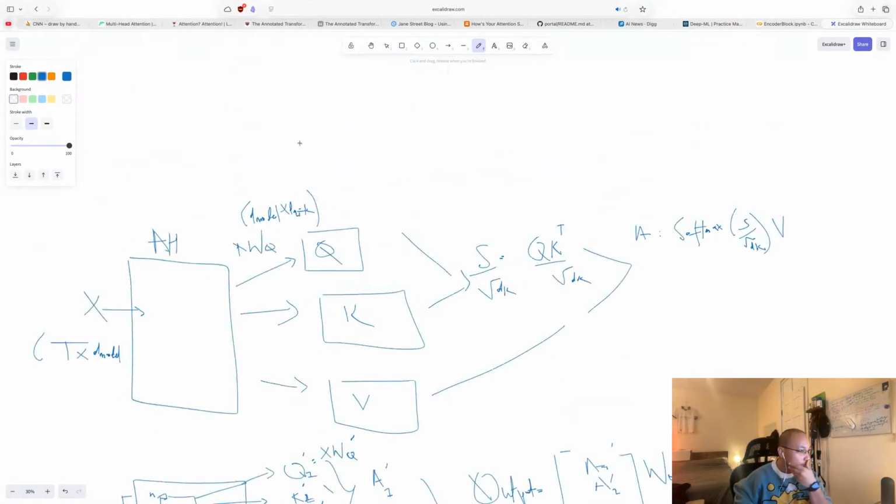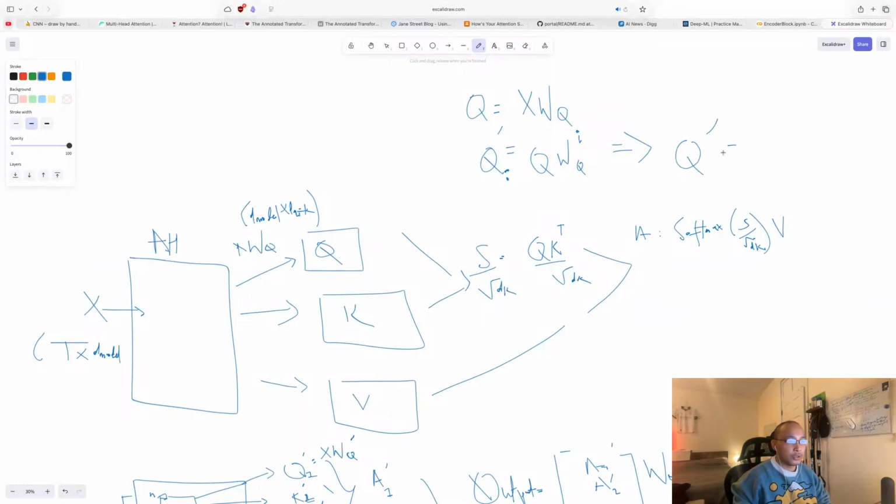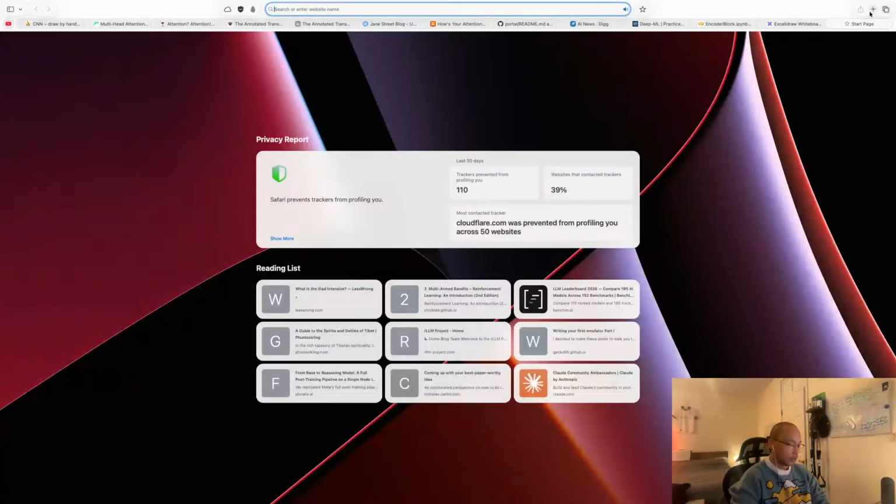Let's see. So initially it was to generate the query matrix, you would have to do X times WQ. And then to generate the query prime matrices, you would have to do what? Q times WQ, right? Such that Q_i becomes like, you can just separate it like that. But that implies that it is just what? That the big Q prime matrix is just XWQ squared. Is that the right way to think about this? Let me just ask.